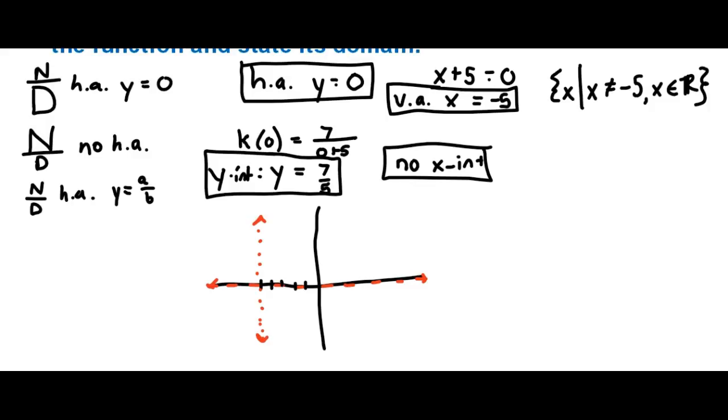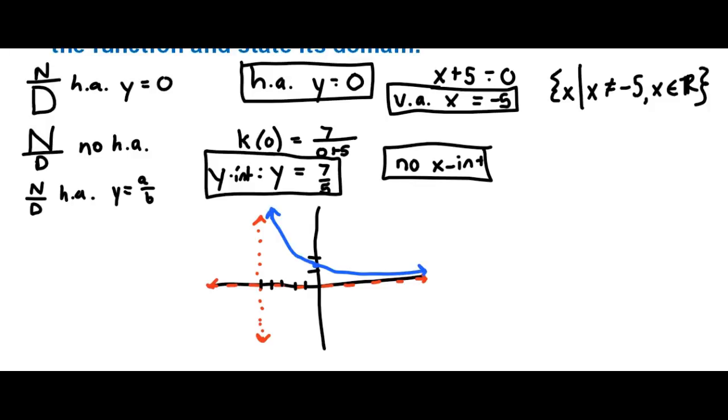And the rest is going to depend on how the graph behaves going in each direction. So the one last thing we do know also is that we have a y-intercept at 7/5, so somewhere around here. And I can probably deduce from that that my graph's going to go like this, since it has to approach both of those asymptotes without crossing.